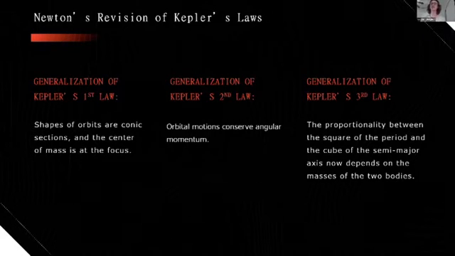And the third is that the proportionality between the square of the period and the cube of the semi-major axes now depends on the mass of the two bodies, which also fails for hyperbolic trajectories. And the last slide is just my sources.